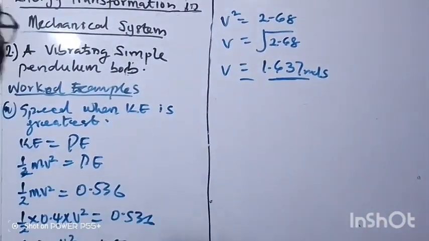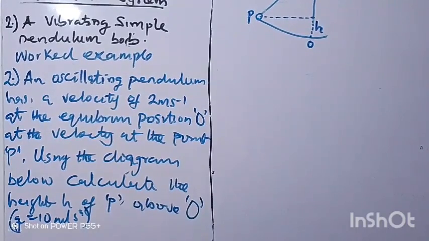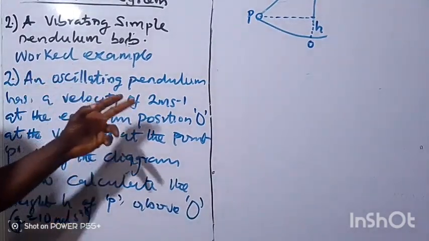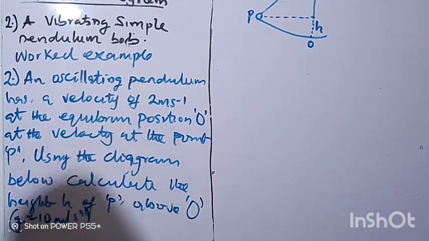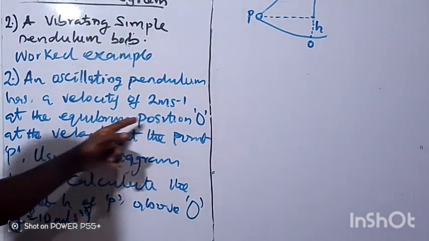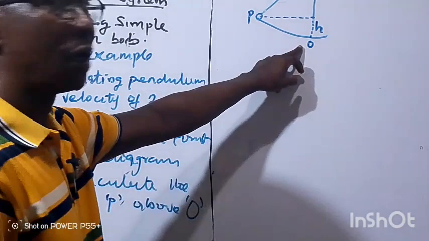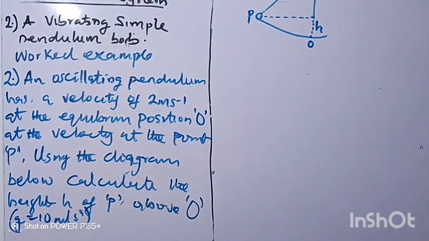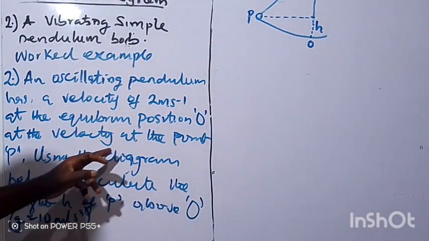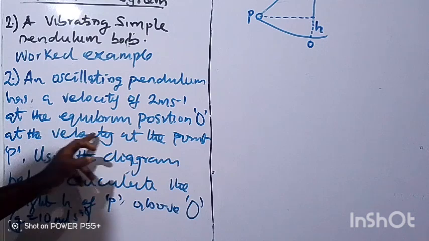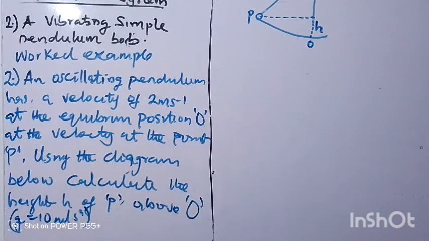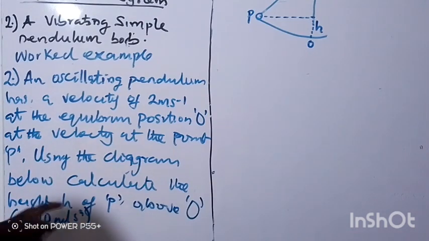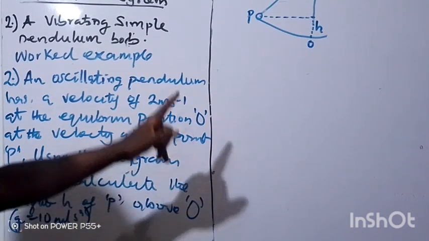Now let's take this one as example 2. An oscillating pendulum has a velocity of 2 meters per second at equilibrium position O. According to the question, the velocity at the point P. Using the diagram below, calculate the height h of P above O. This is the diagram.